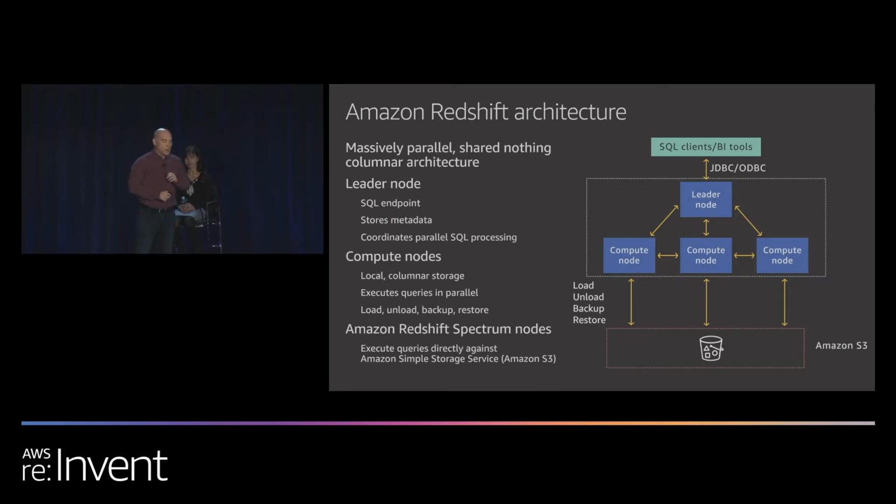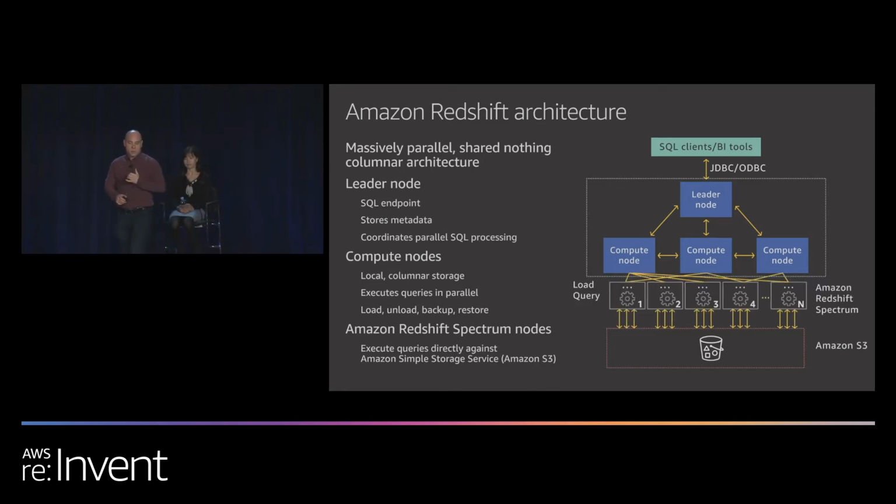Then on the bottom, we have what's called Spectrum, which is really this layer of compute that sits between your compute nodes and S3. So this is the elastic layer that exposes your raw data on S3, if you have data laid out in Parquet, Avro, CSV, whatever it happens to be, and you can attach those to an external table and query that data directly from your Redshift cluster. So those are external tables. They can be joined with data that exists in your Redshift cluster as well.